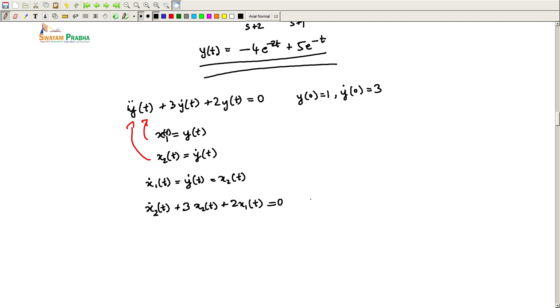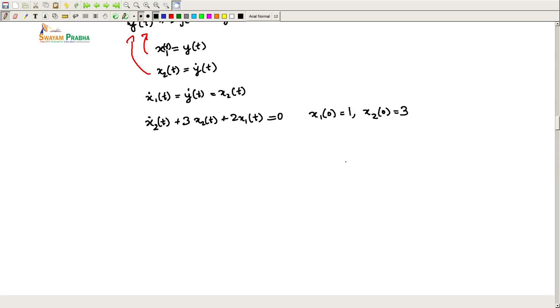So, for this particular equation, y of 0 corresponds to x1, so x1 of 0 is 1, and y dot implies x2 of 0 is equal to 3. Based on this we can draw a block diagram. The outputs of this block diagram will be x1 and x2.